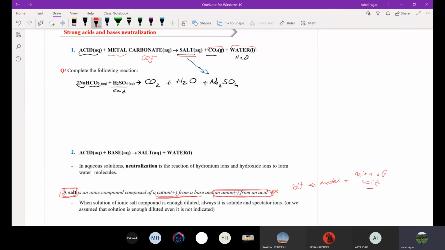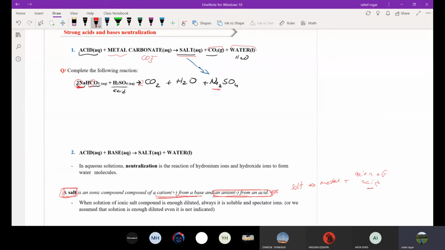Let's balance. I have already balanced the sodium. We have 2 sodium here and 2 sodium here. Okay. How many carbons do we have here? 2. Here 1. So we add 2.